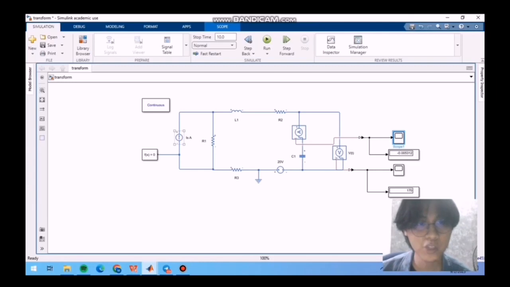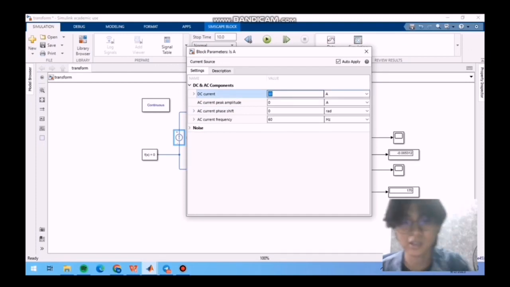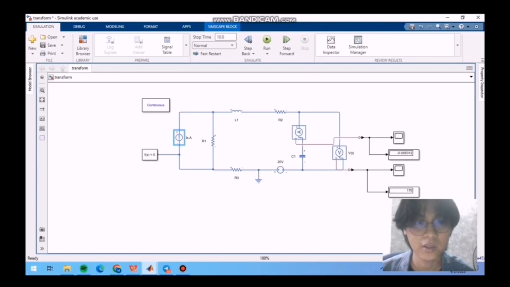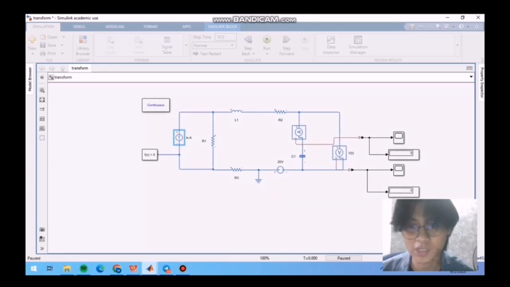Okay, first we need to change the Is to 3. So this is 30, we need to change it to 3. Okay, this is 3. Next, we need to run the simulation to get the output. So this is the current measure for the current measurement, and also the voltage.